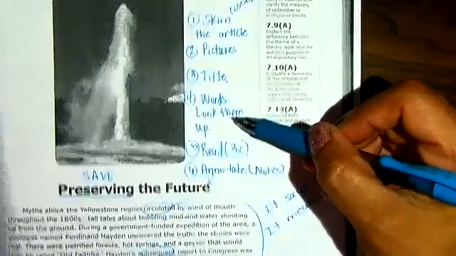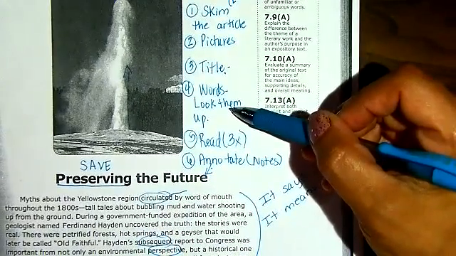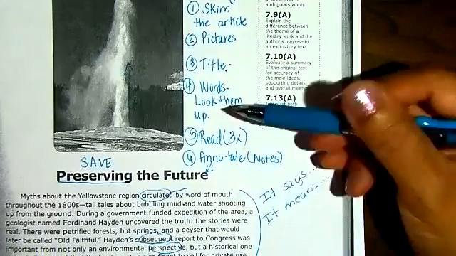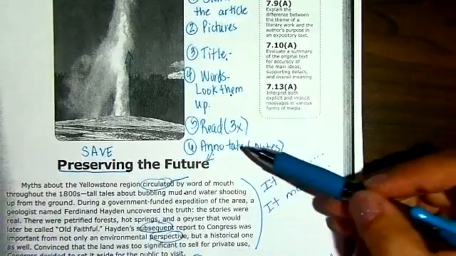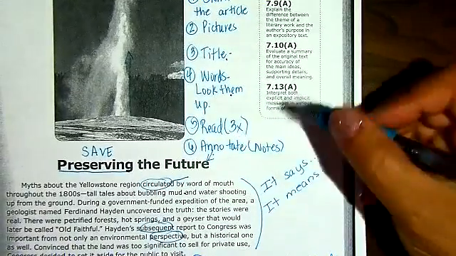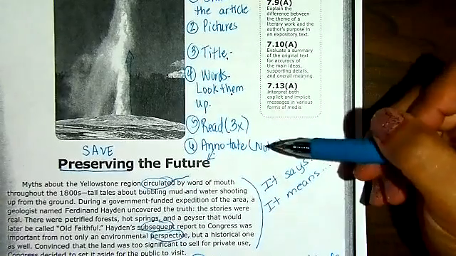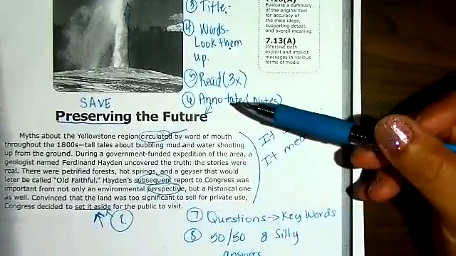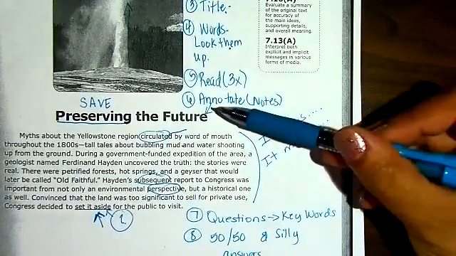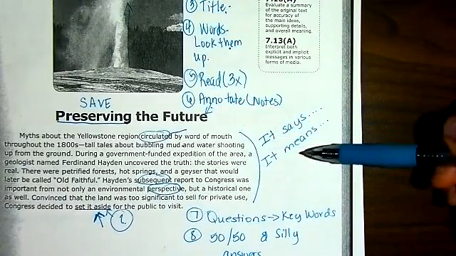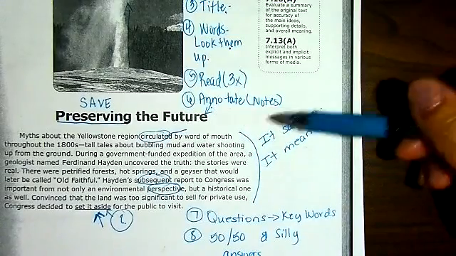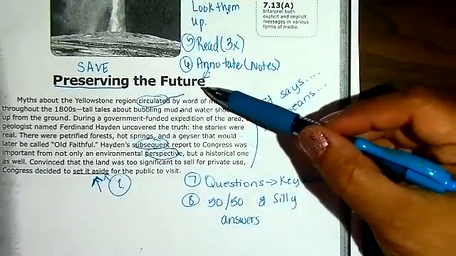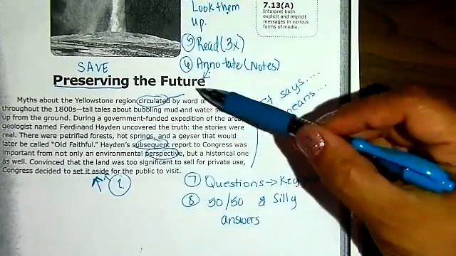Number 4, look up your words. Words that you do not know, you need to use a dictionary and look them up, because if not, you're not going to understand it. Number 5, read the text at least 3 times or more so you can understand it. The more that you read it, the more that you understand it. Then while you're reading, make some notes, annotate your notes on the side. This will help you bring more meaning to what the paragraphs mean, how the paragraphs are connected to the title, how the paragraphs are connected to the picture.